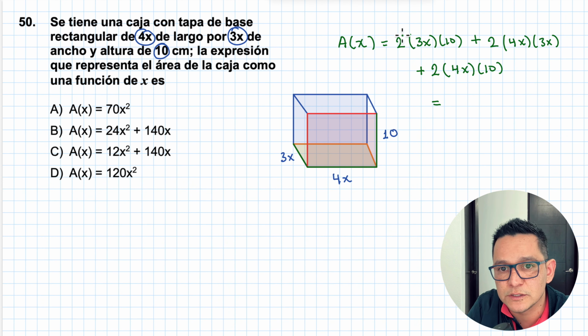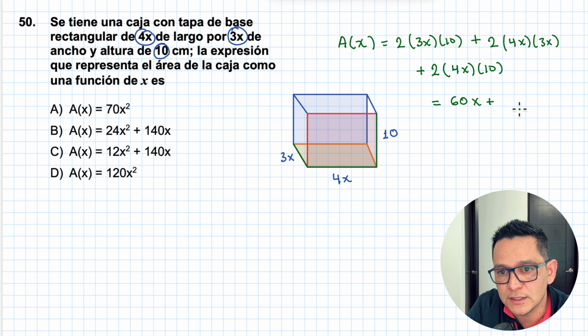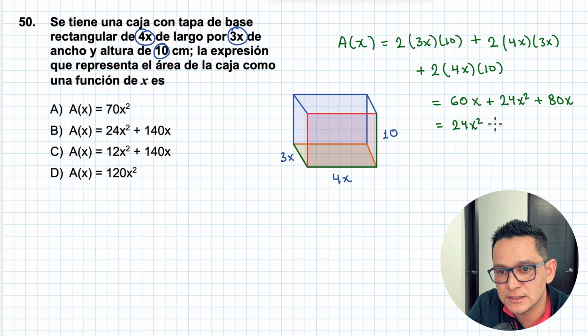All right. Let's start by simplifying. 2 times 3x is 6x times 10 is 60x, so we write 60x plus. 2 times 4x is 8x, and 8x times 3x, that's 24x squared. So let's write 24x squared. And finally, plus 2 times 4x is 8x, and 8x times 10, that's 80x, so it would be plus 80x. We simplify like terms and arrange them. We start by writing the one with x squared, which is the 24. And here we have 60x plus 80x. 60 plus 80, that's equal to 140, x.